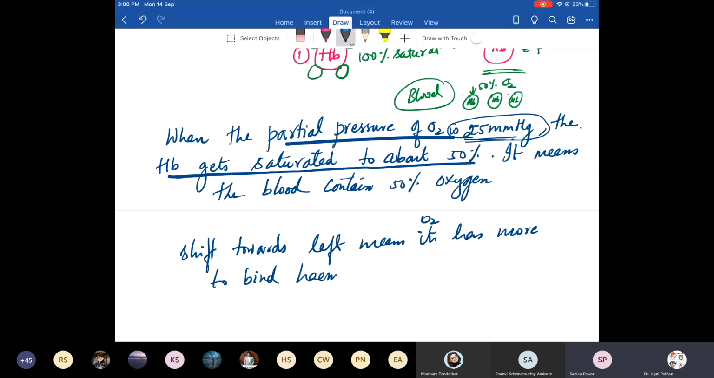So, ma'am, once the graph shifts, it means automatically the partial pressure will decrease on the graph. Obviously. And the partial pressure of P50 is less than 25 mmHg. Is it clear to each and everyone there?